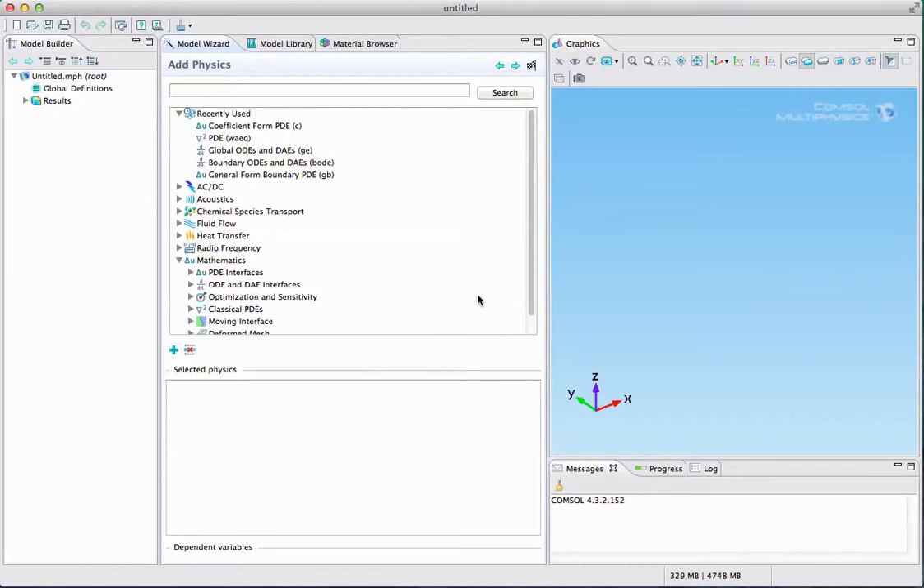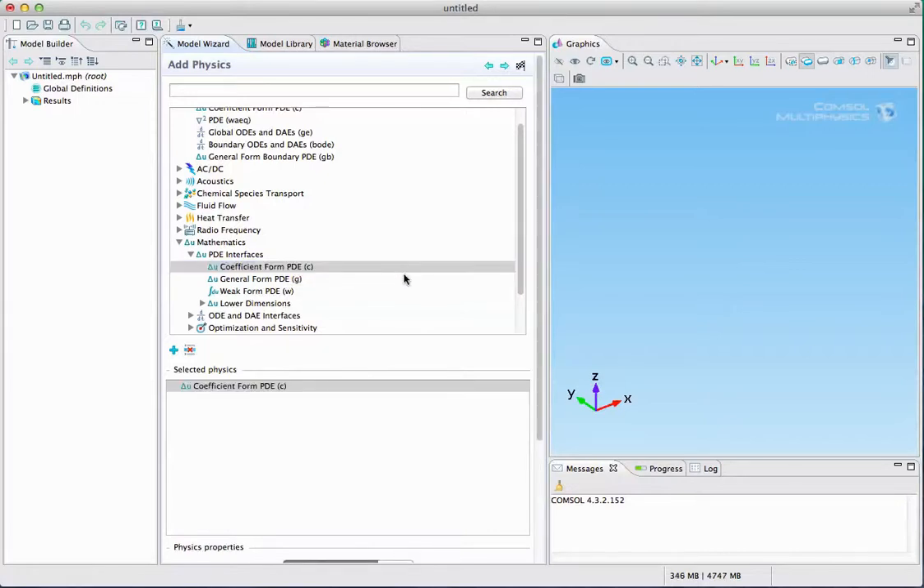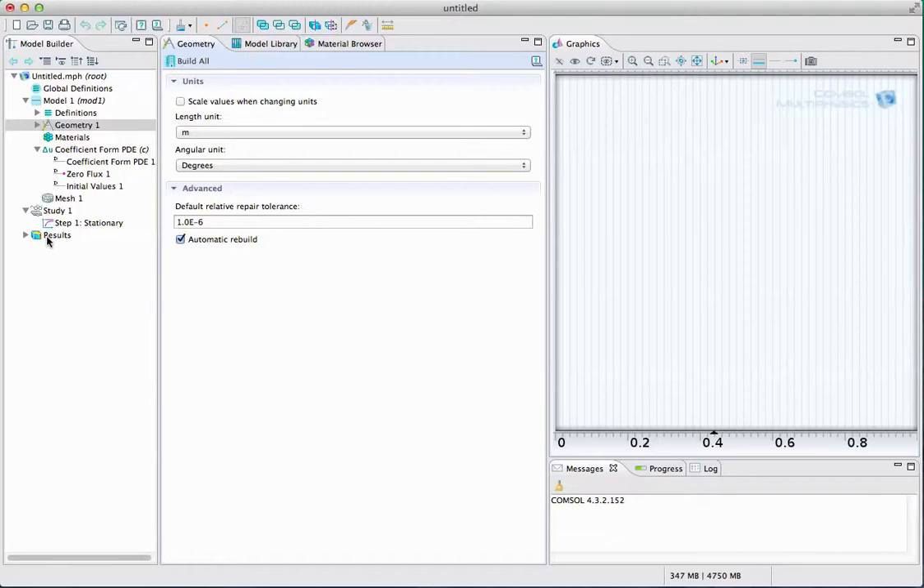I'm going to look at mathematics. Okay, and I think it's coefficient form PDE. I want to just quickly check my notes because I did this last night, just to make sure. Coefficient form PDE is correct, is the one I want. So I want to add that. Okay. And we're going to do stationary. That's what we started out with. And this sets up the basic problem with everything that you need to input into here.